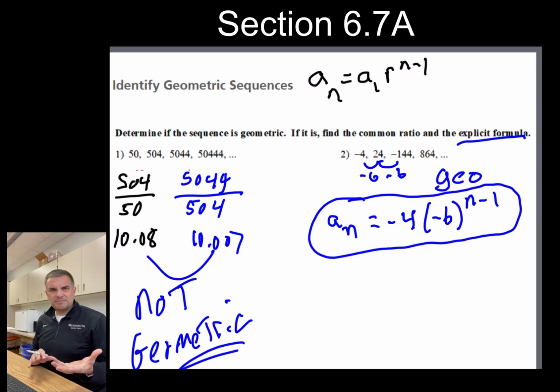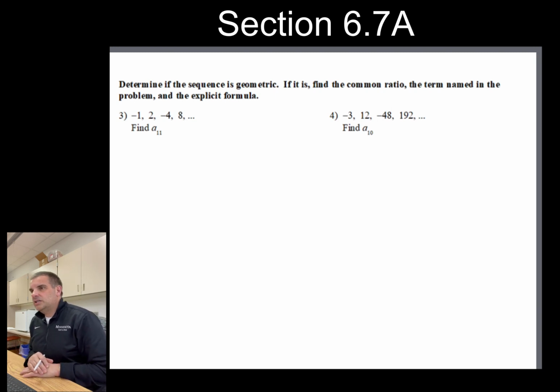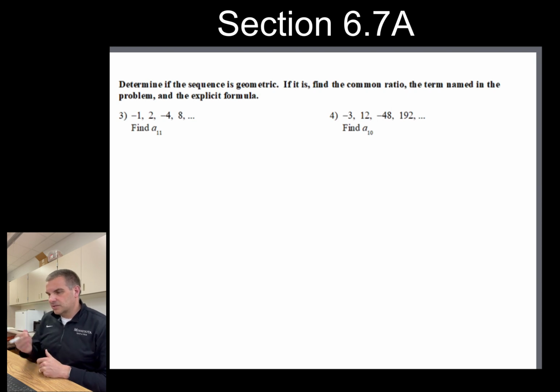And this first part, that's what you're just going to have to do. Is it geometric? Write the explicit formula if it exists. And now that we know how to write that explicit formula, and we can tell if something is geometric or not, now we're going to determine if the sequence is geometric. And then if it is, we're going to find the common ratio and the term named in the problem, and we're going to write the explicit formula just to help us out. Probably won't do it in that order. We'll probably find the common ratio first, then write it, and then do it.